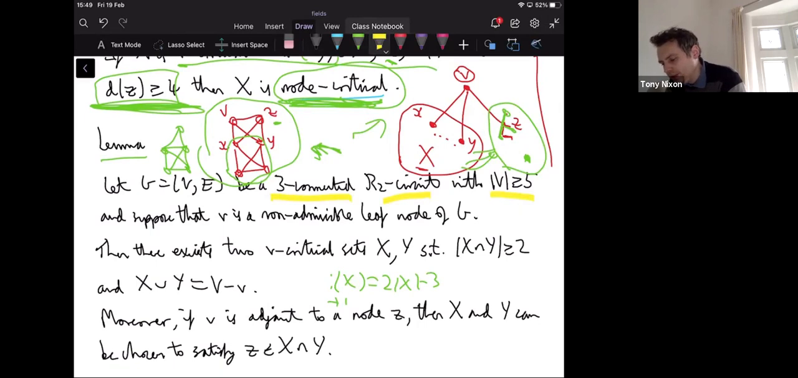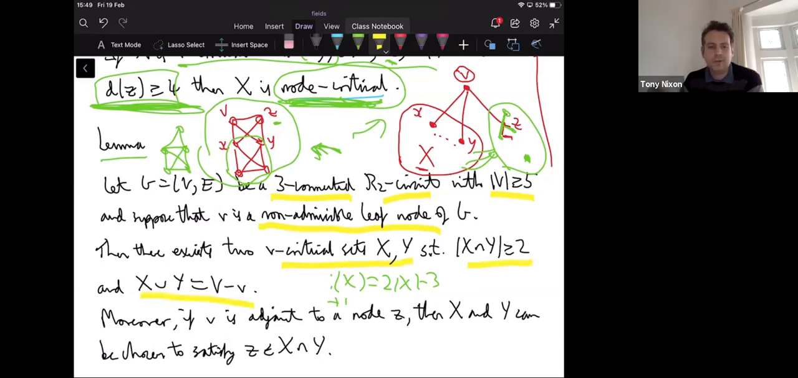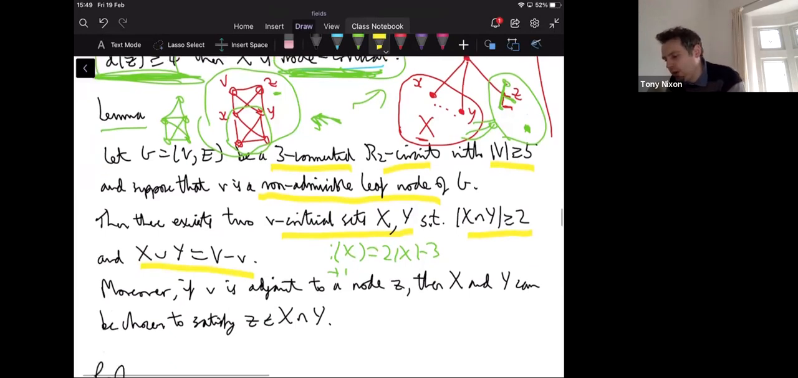Suppose that V is non-admissible and it's a leaf node. So it's a node with degree at most 1 in the subgraph of nodes. So it's got at most 1 neighbor, which is also degree free. Then there exists 2 V critical sets X and Y, which intersect in at least 2 vertices, and their union is the entire graph, except for the vertex V that we're talking about. So that's the first part of the lemma.